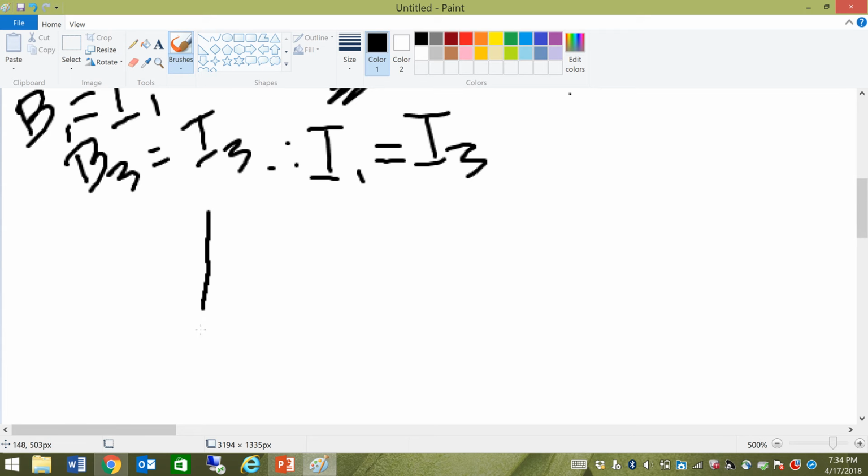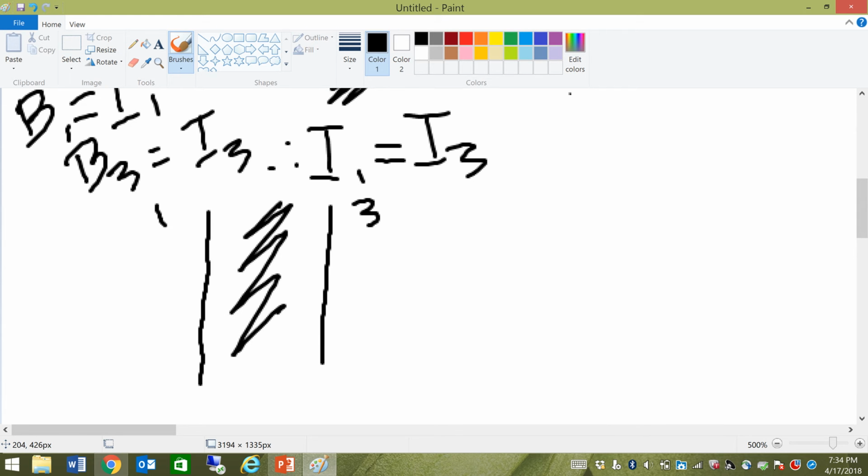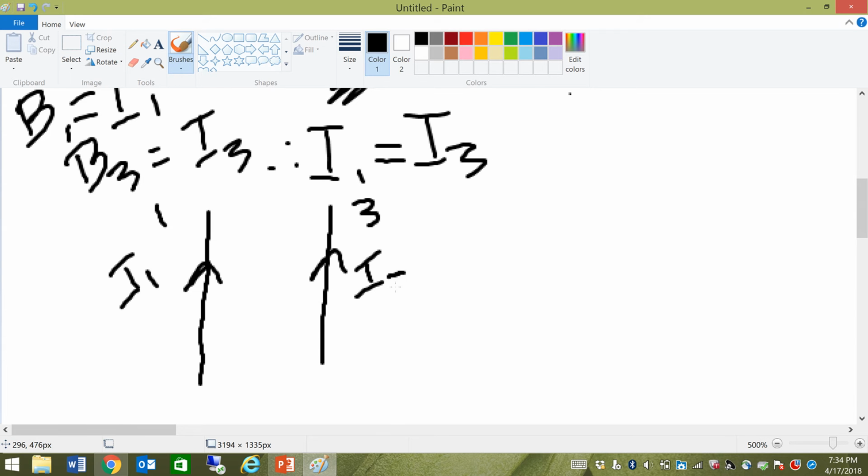So we have wires 1 and 3 again. Again, I'm ignoring wire 2 because all we care about is this area here in between them. And I'm going to assume directions for wires 1 and 3. I'm going to assume that I1 is going up and I3 is going up, okay? I'm not saying it's right, but I'm just going to assume that about them.